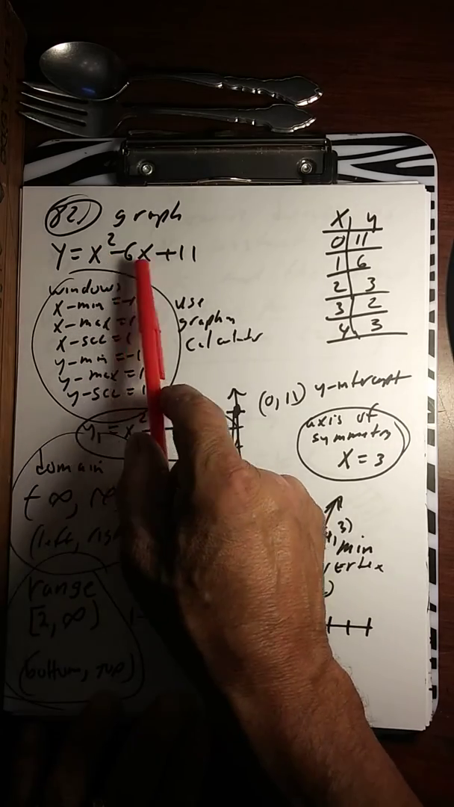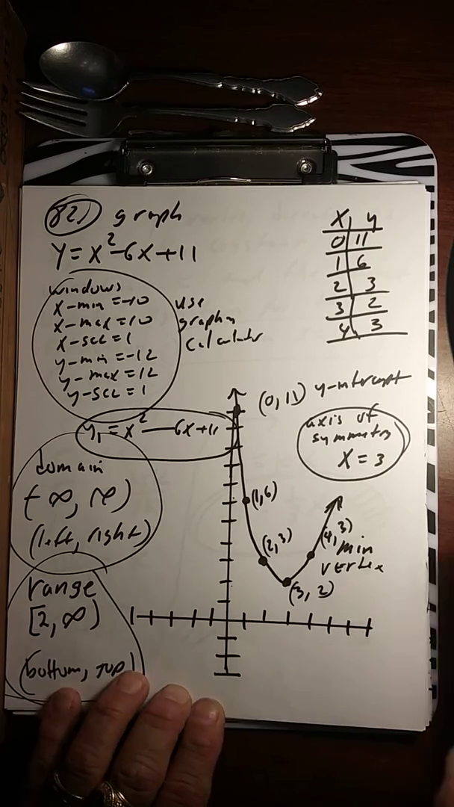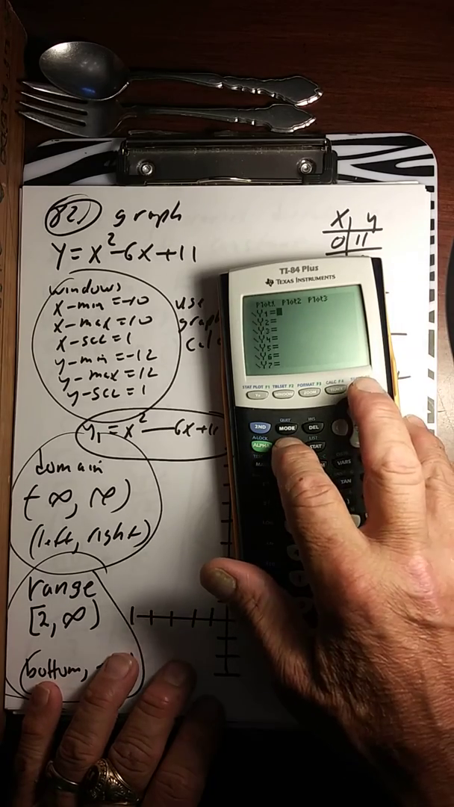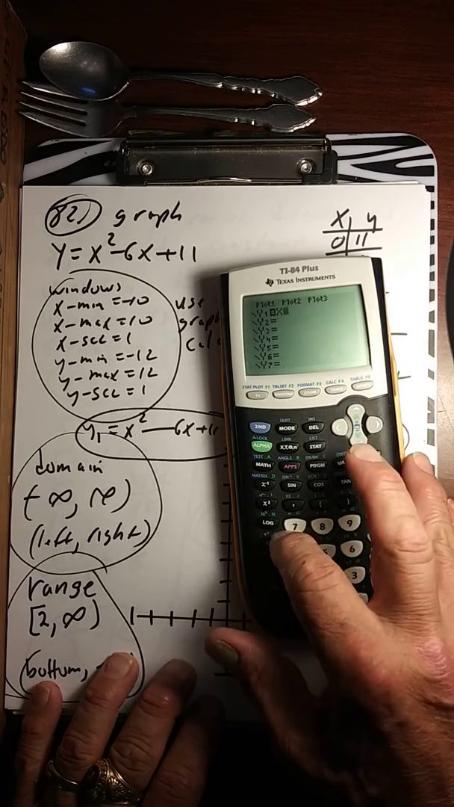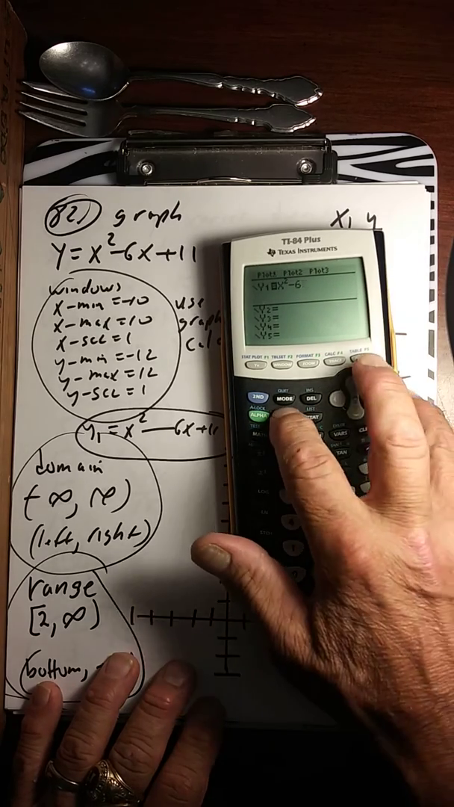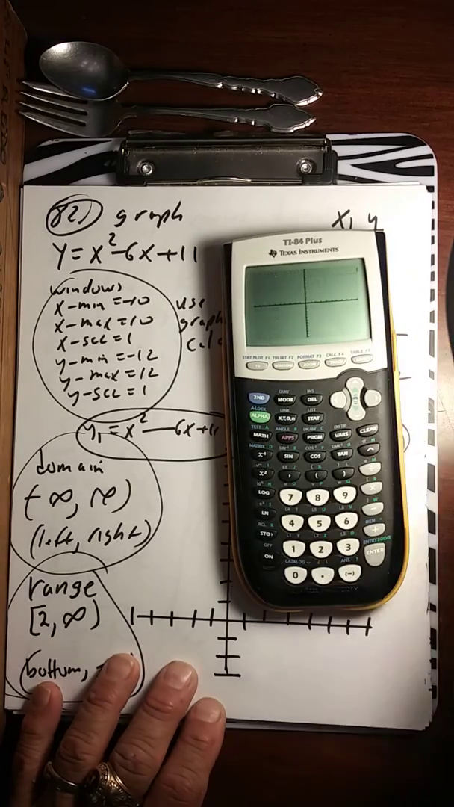Graph y equals x squared minus 6x plus 11. Let's put it in a calculator. Sure, why not? So we have x squared minus 6x plus 11, then graph.